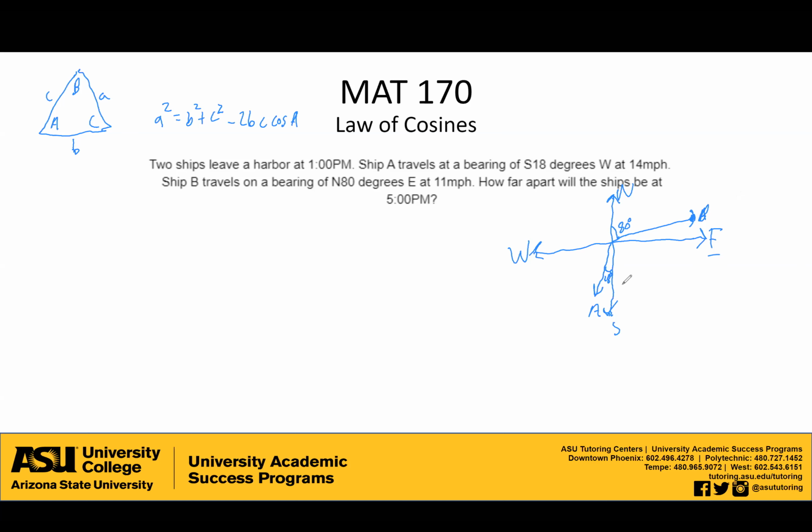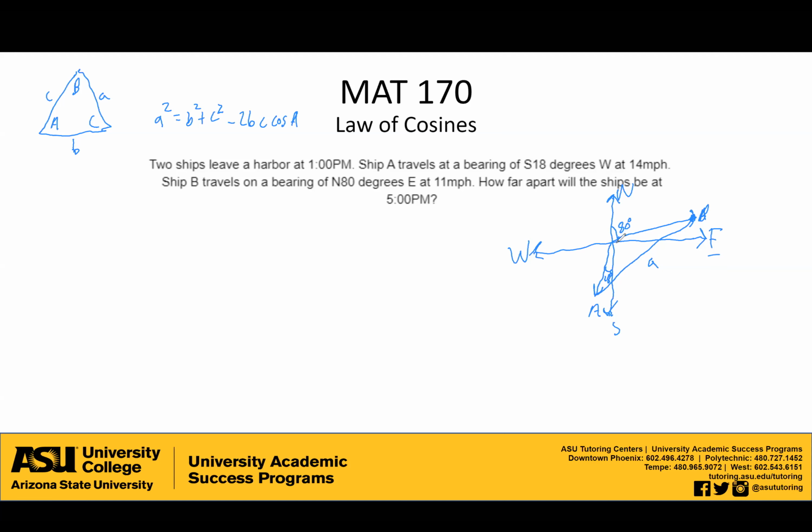If you notice, we can connect these two points, and it forms a triangle, which we can use with the law of cosines. We don't know the length of this side, we don't know this inner angle, and we don't yet know what the sides are, but we can solve for a lot of this. So a is actually going to be our answer. How far will the ships be at 5 p.m.? This a is the distance between the two ships.